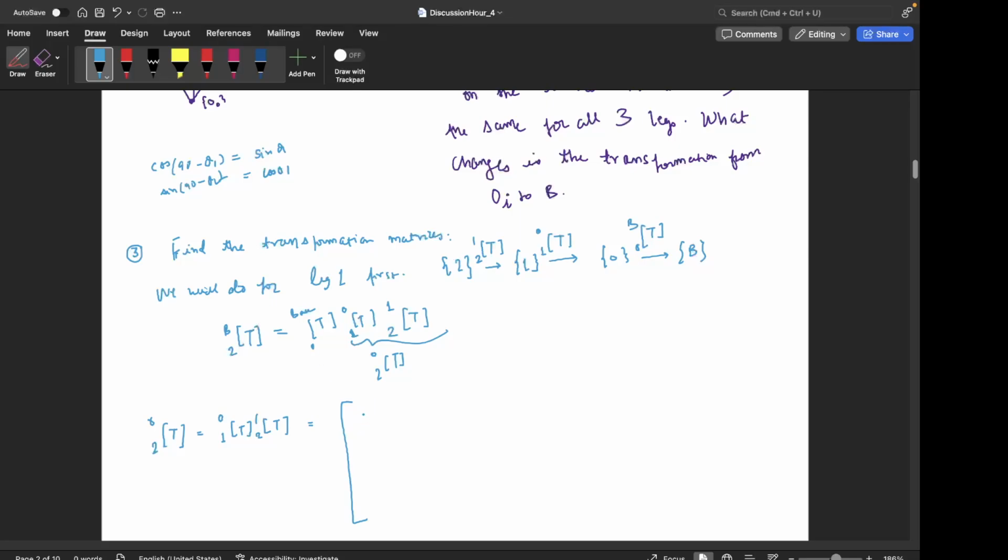So I will directly write the expression here. Here we have cos theta 1, so that will become s1, this will become minus c1, this will be c1, this will be s1, and then 0 0 0 1, and there is no translation between those two frames, so this will all be 0 and 1.